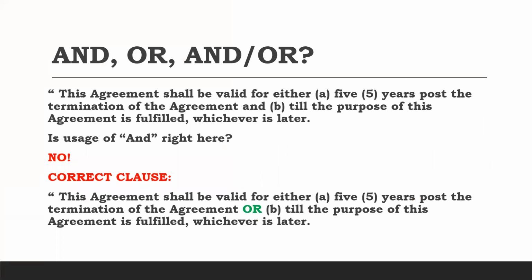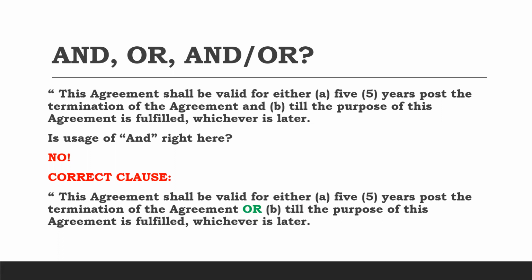Now, and, or, and and/or. Which of the three phrases should you be using? Now, let us consider this clause. This agreement shall be valid for either 5 years post the termination of the agreement and till the purpose of this agreement is fulfilled, whichever is later. Now, is the usage of and right here?